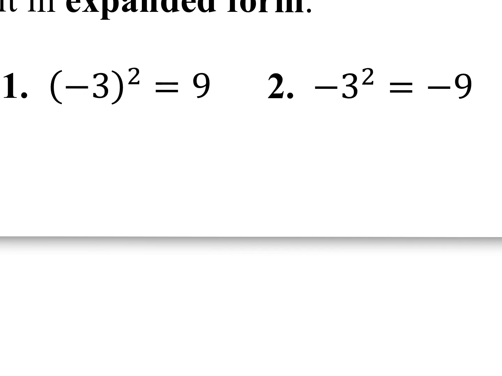So let's expand it right now together. Write down a -3 times a -3. And what is a negative times a negative? Positive. So that's why it's +9.